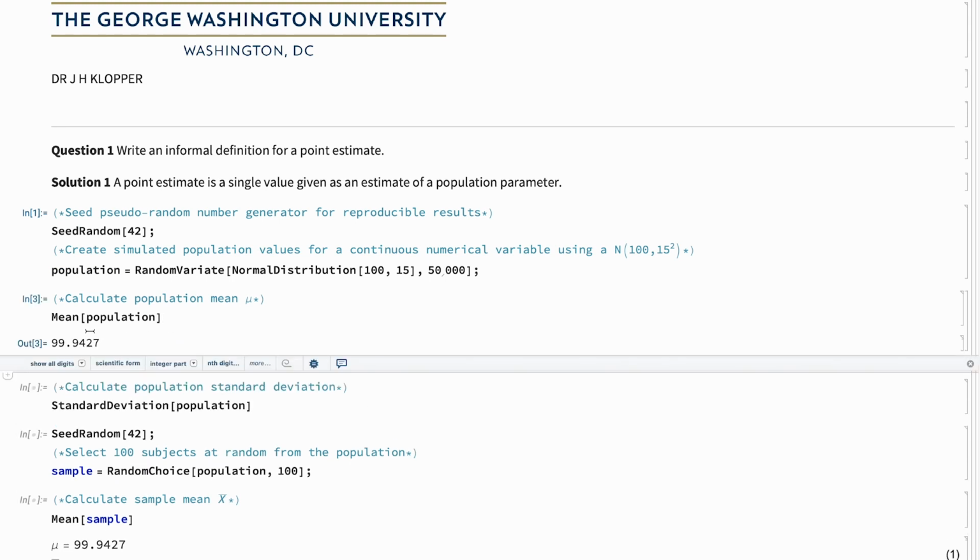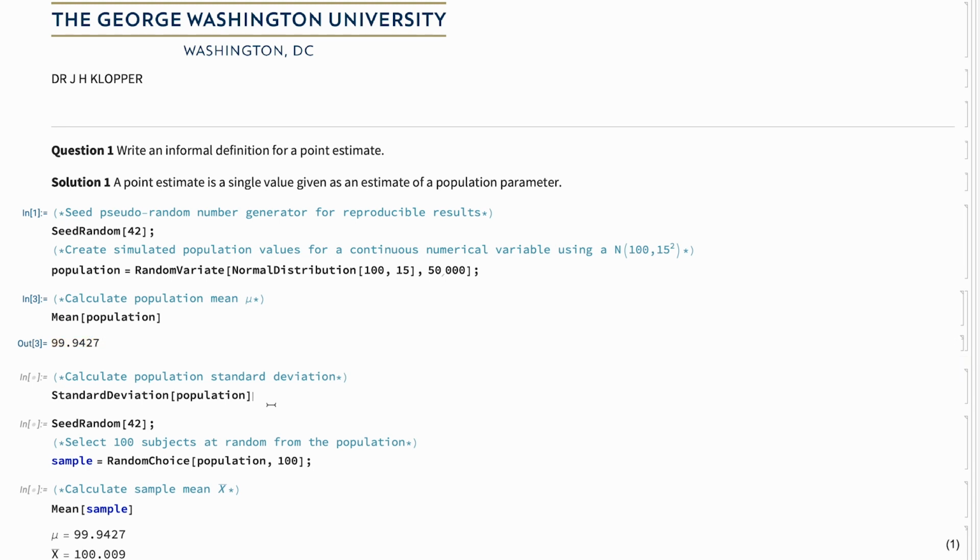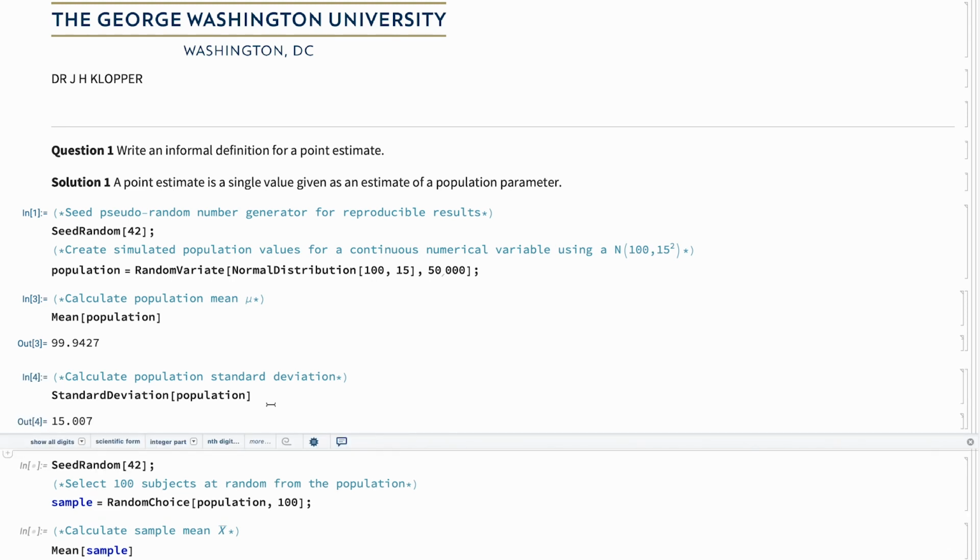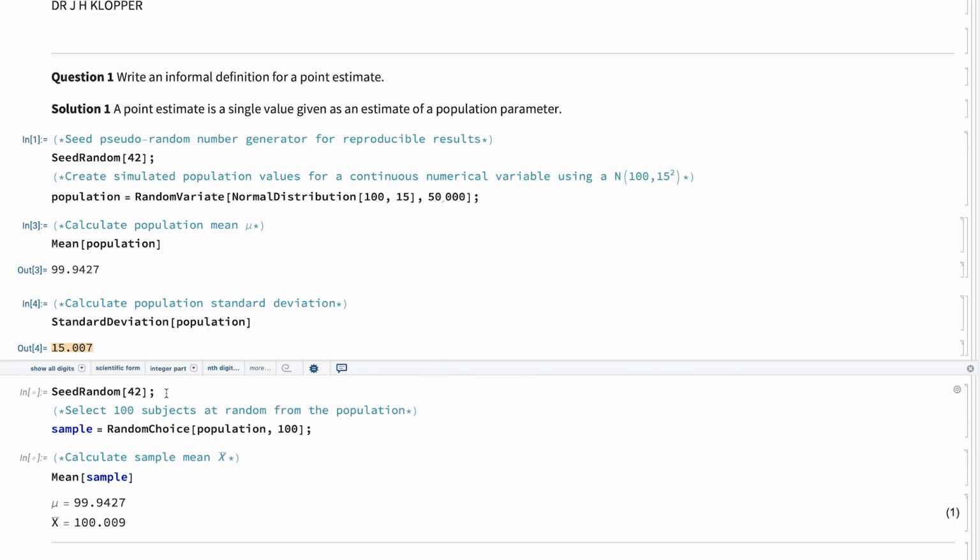That's our parameter. So for my self-generated population, I decided how these values should be generated. And I find for my whole 50,000 subjects, for this ratio type continuous numerical variable, a population mean of 99.9427, as you can see there. I can also calculate the standard deviation. This is another population parameter, and we see the population standard deviation is 15.007 right there.